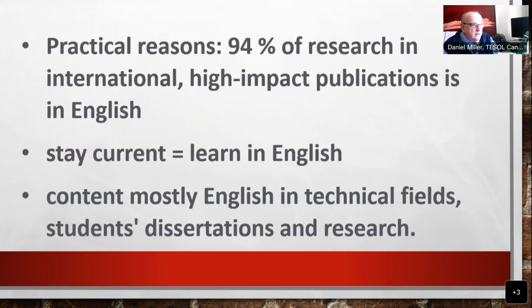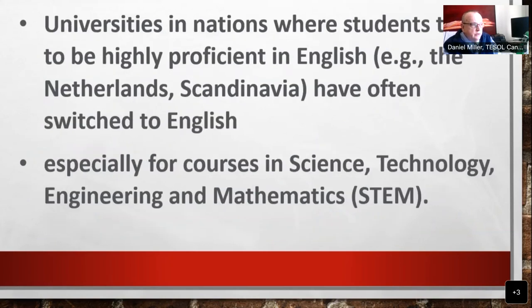Practical reasons for using EMI. 94% of research in international high-end publications is in English. In order to stay current, it's necessary to learn in English. Content is mostly in English in technical fields, students' dissertations, and research. Universities in nations where students tend to be highly proficient in English, for example the Netherlands and Scandinavian countries, have often switched to English as the main language of instruction at those universities, especially for courses in the STEM subjects: science, technology, engineering, and mathematics.